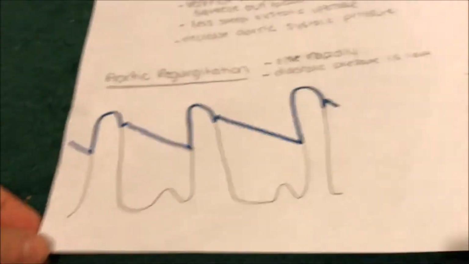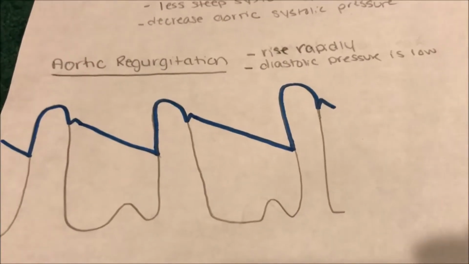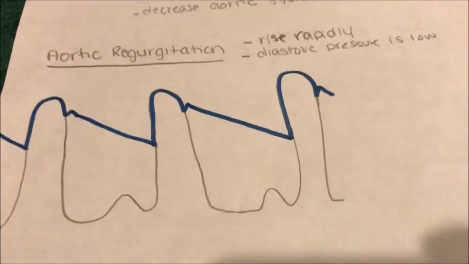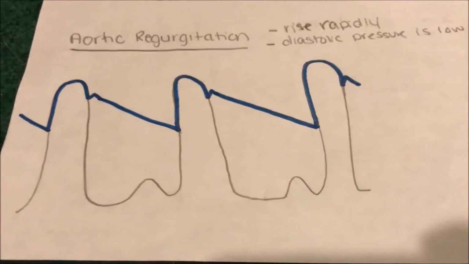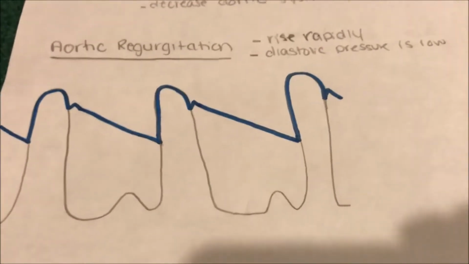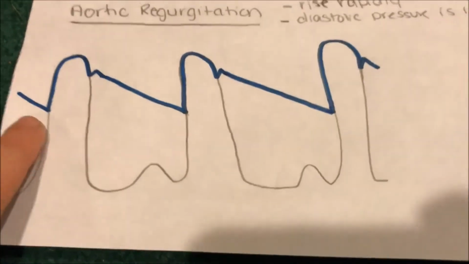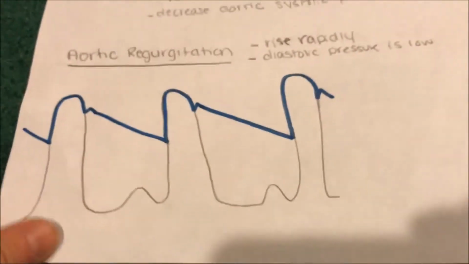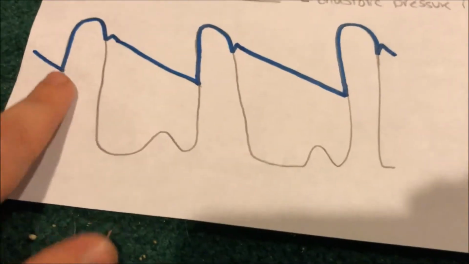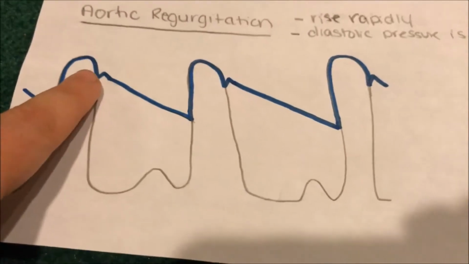Aortic regurgitation. This looks like this in the waveform. What happens is the aortic valve actually releases blood when it shouldn't be. It's left ventricle and then you have the arterial waveform. What happens here is it rises very rapidly, it rises rapidly as soon as the aortic valve opens. It does trace the ventricle, which is good.